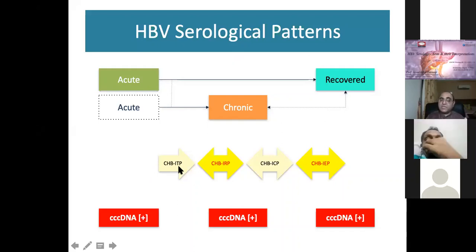Nowadays it is called HBe antigen positive chronic hepatitis B, where there is high replication of the hepatitis B virus, but the immunity is tolerating it. There is no damage to the liver. There is no onset of hepatitis. There is no onset of inflammation. Then the immunity starts reacting, taking action again on those hepatocytes which harbor the hepatitis B virus, and this is called chronic hepatitis B immune reactive phase. It is now called HBe antigen positive hepatitis.